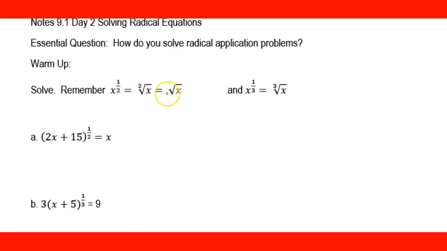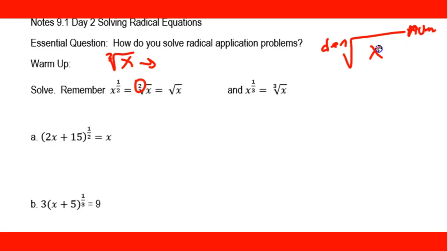You guys need to know that the square root of x, I'm going to start with that, can be rewritten as an exponent. Remember that there's an implied 2 right here. When you have a radical, this is your index, which is the denominator, and then your power is your numerator. I'm going to show you what I mean.